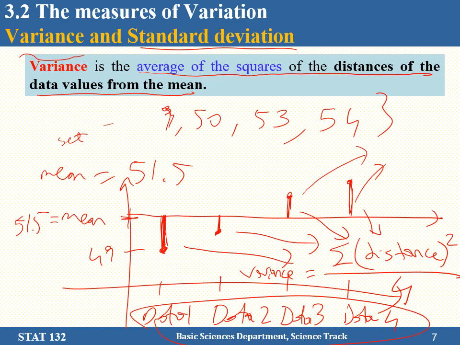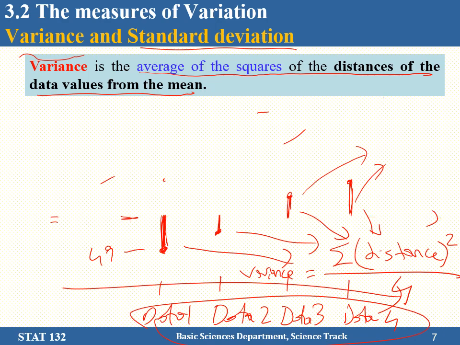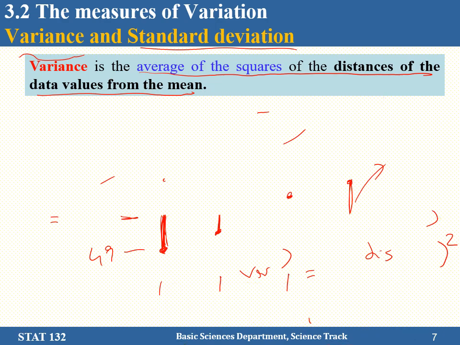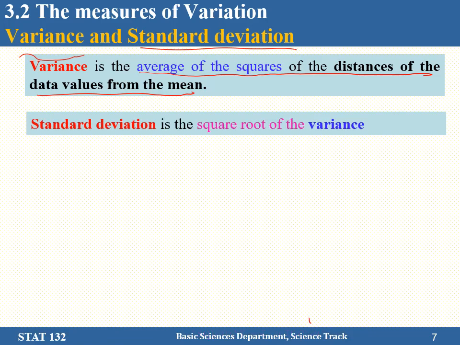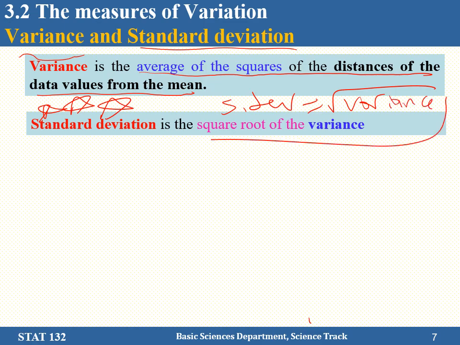Now, where do we use this? Why is it that important? Because of the standard deviation. And the standard deviation is the square root of the variance. So basically, we take the square root of the variance, and this is very, very important here all the time: standard deviation is equal to the square root of the variance. So keep that in mind always.